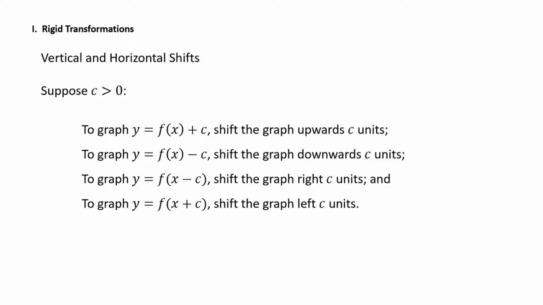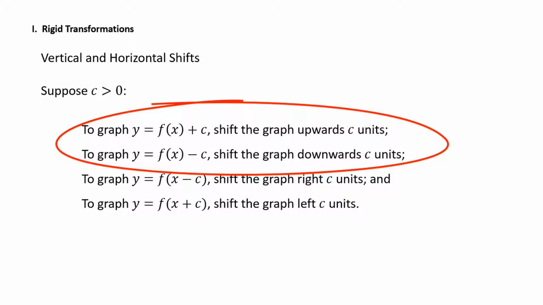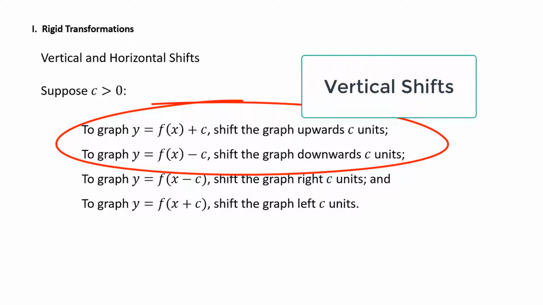Let's suppose c is greater than 0. To graph y equals f of x plus c, we shift the graph upwards c units. To graph y equals f of x minus c, we shift the graph downwards c units. Notice that when we add or subtract to the function, these are vertical shifts.